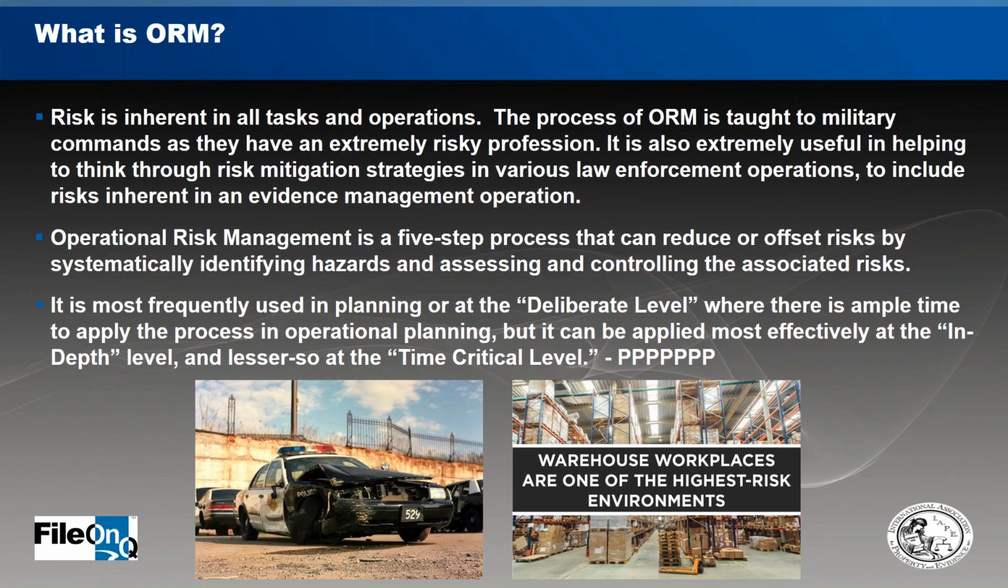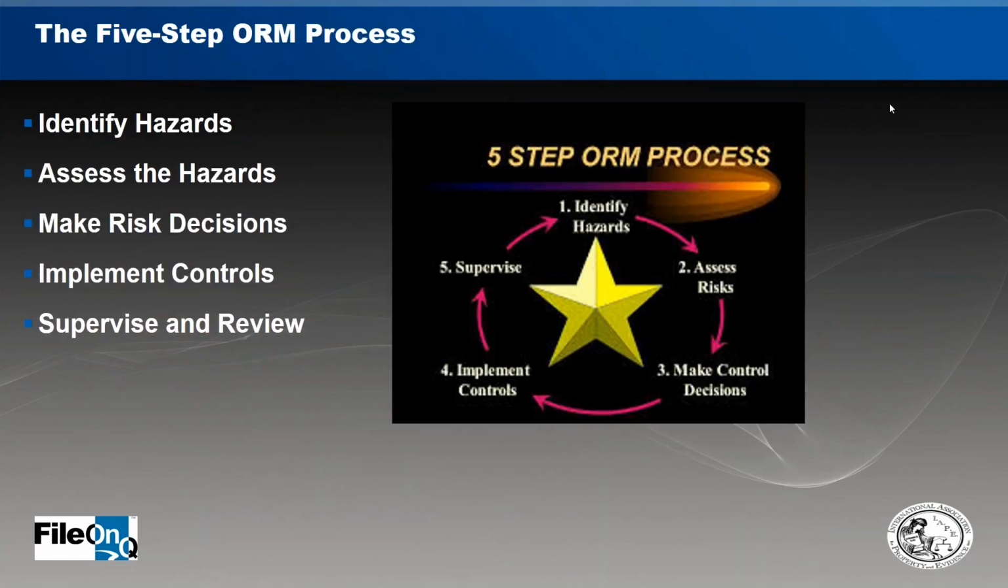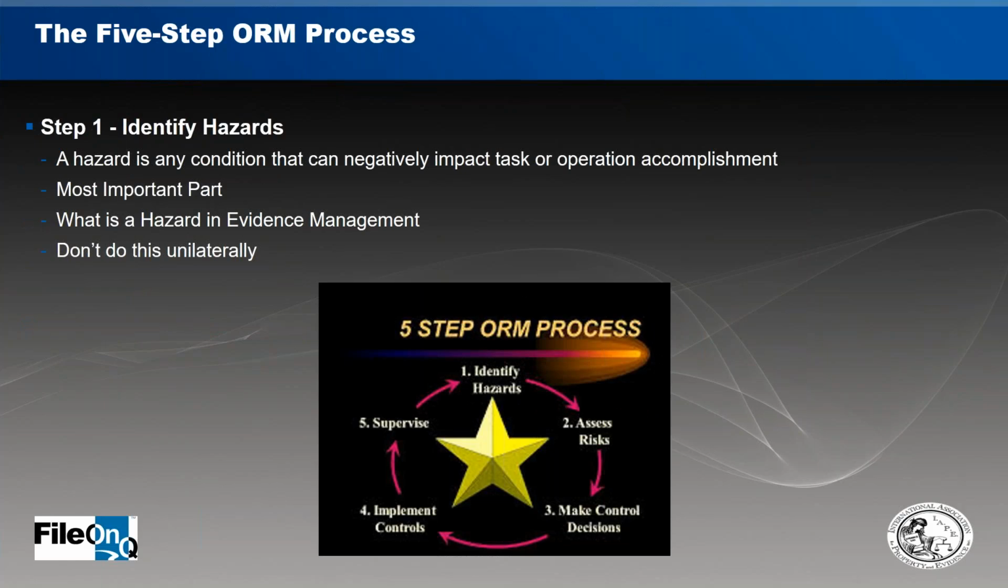So what is this tool that we're going to talk about? I want to talk about identifying hazards, being the most important part of the process, assessing hazards, making risk decisions, implementing controls, and then supervising and reviewing. The 5 steps are broken down by process or station. You can apply it to various processes within your property room, and you break those down by task or by process, and then you do these risk assessments. And again, the most important thing is identifying hazards. So let's talk about how we do that to start with.